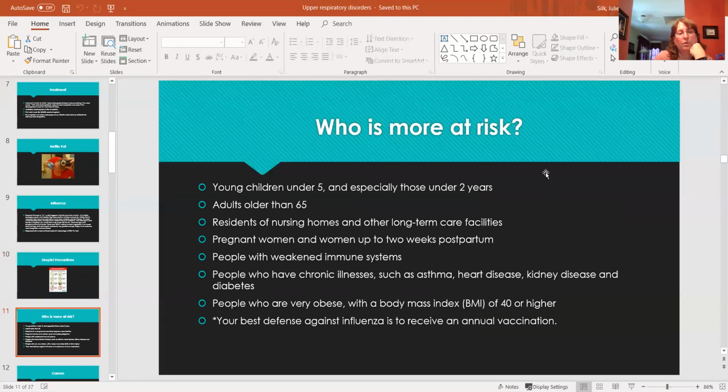People who are more at risk would be the very old or the very young. So adults older than 65, kids under 5, especially those under 2. Also, people who live in nursing homes and other long-term care facilities, people with weakened immune systems, people who have chronic illnesses, people who are obese, any of that stuff. Your best defense against the flu is to receive the vaccination.